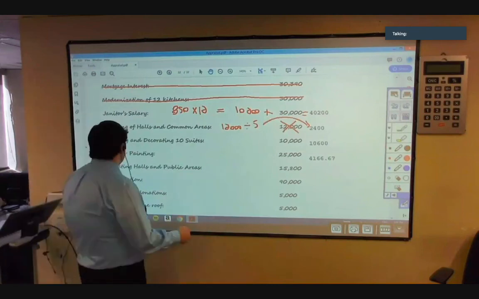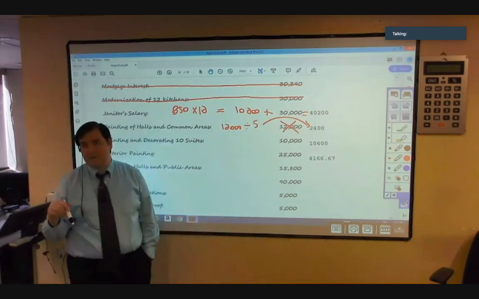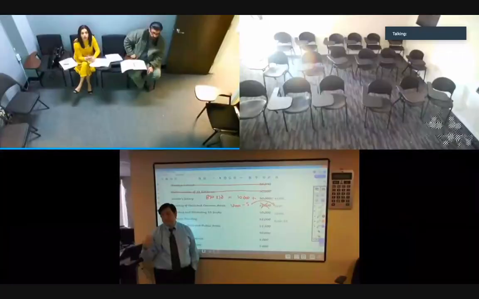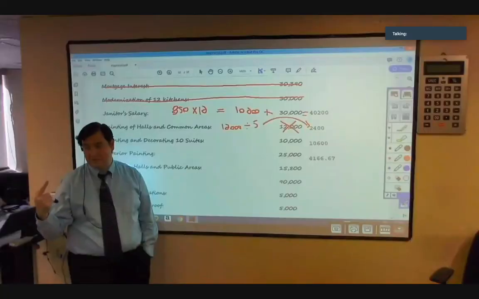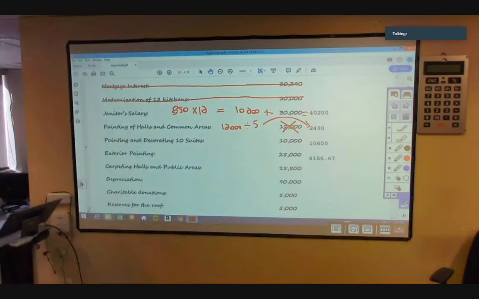Now, painting and decorating of 10 suites. This is the one I need your full attention on, and I don't want you to write while I'm explaining this one, the unit ones. I need your attention. Because they say they do it every 5 years. Go to point D on the next page. You see point D? Go to the next page and put a circle on point D. David, next page, not previous page.